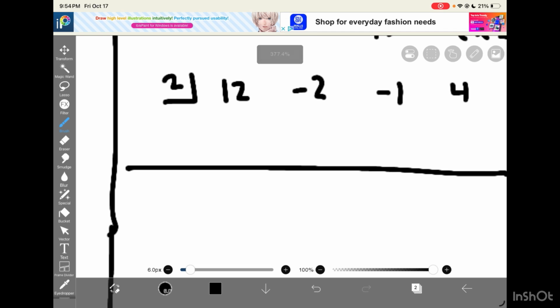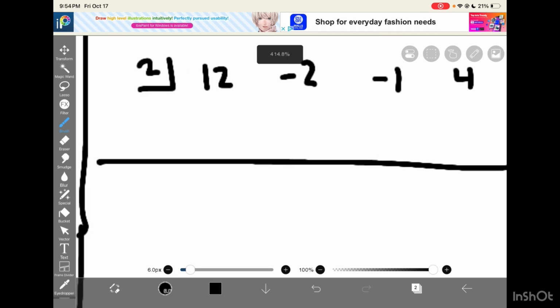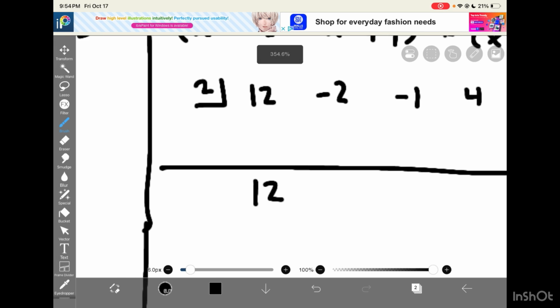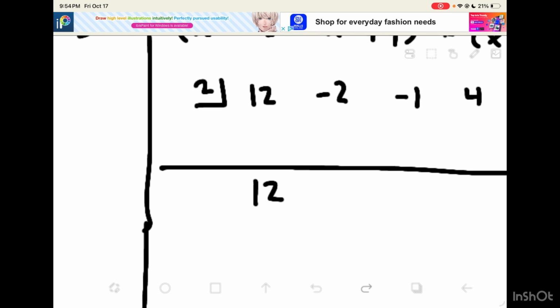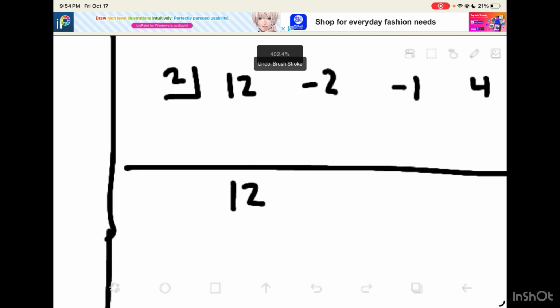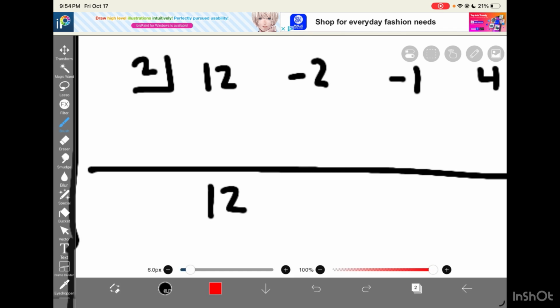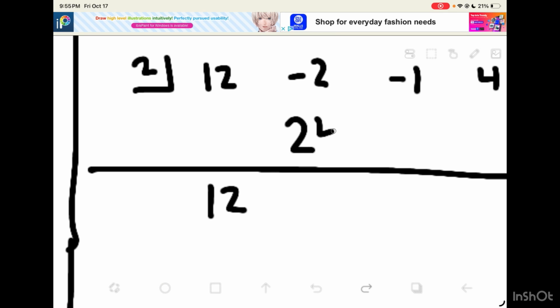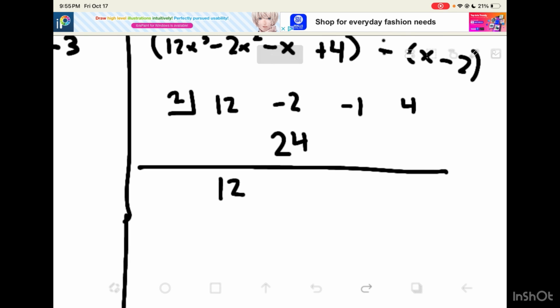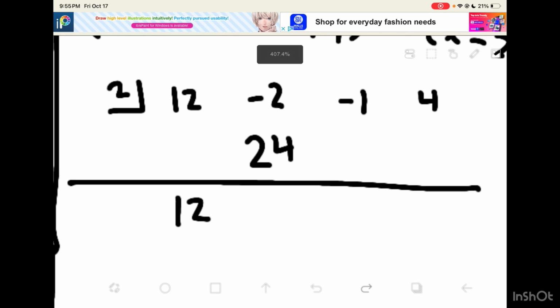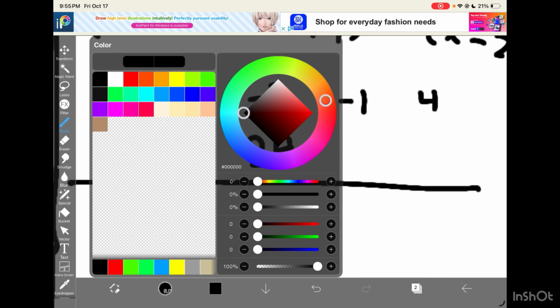So draw it like this. Step 1, bring down the 12. Step 2, multiply the 2 and the 12. That's equal to 24. Step 3, add the negative 2 and 24.